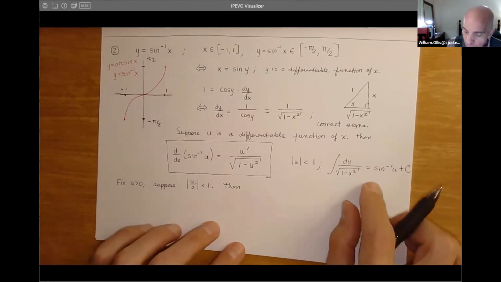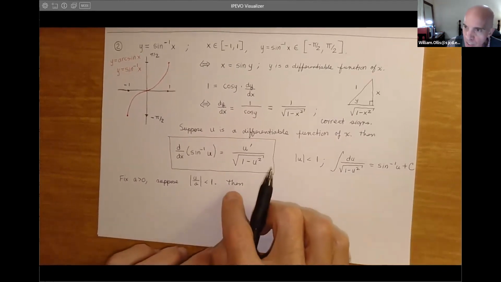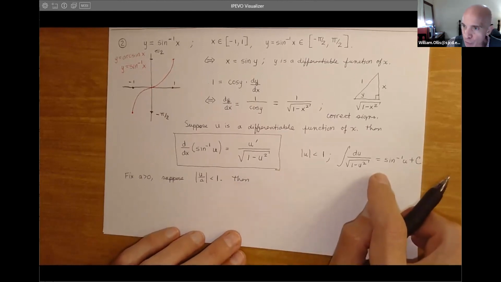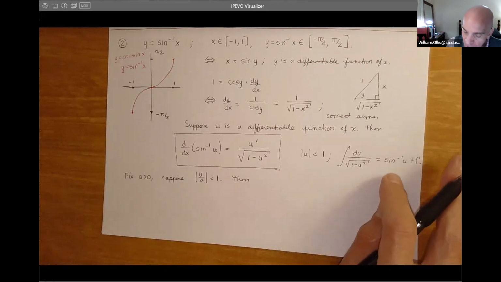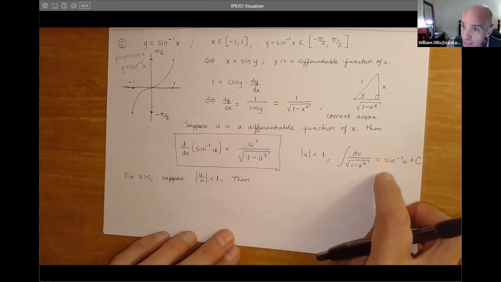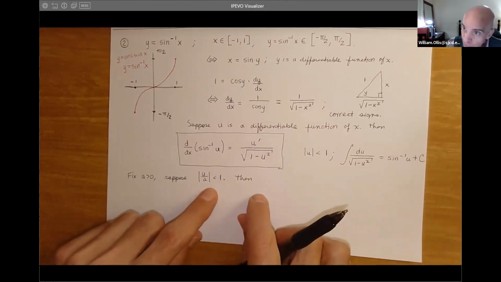But we don't want to stop with that. We want to use this to get the more user-friendly formula. So I didn't mean to leave that out. I was thinking maybe by now that's kind of obvious. But we have this formula, which comes directly from this. And so now let's make it even better.